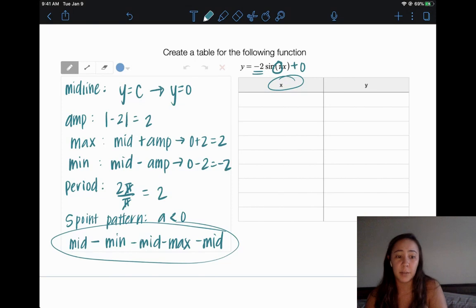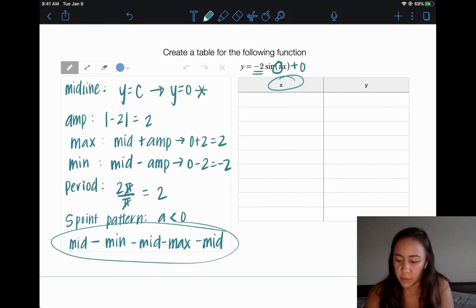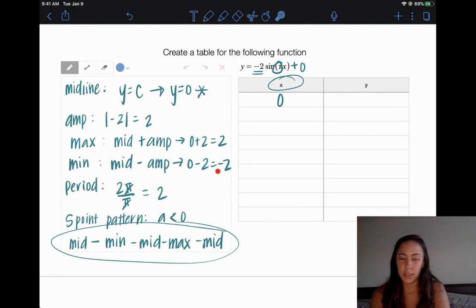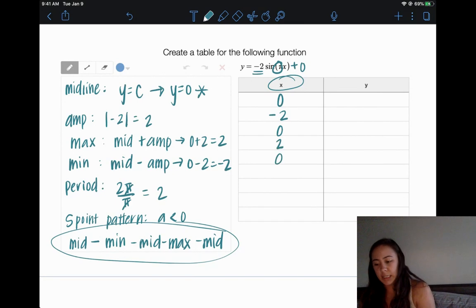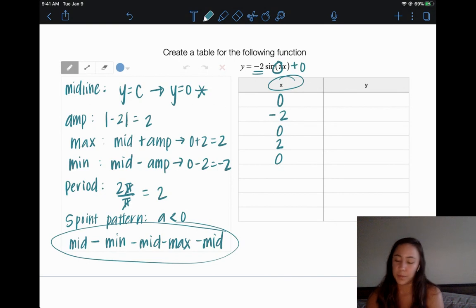If we're starting at our midline on our x-axis, our midline is 0. Then we go to our minimum, which is 0 minus 2, which is -2. So then we are going from 0 to -2, back to our midline, which is 0. Our maximum is 2, and our midline is 0. All right, that is totally not correct. So I'm going to have to redo this part.